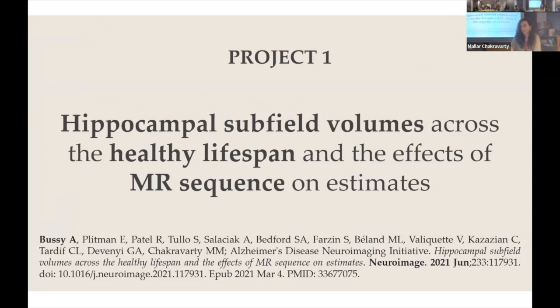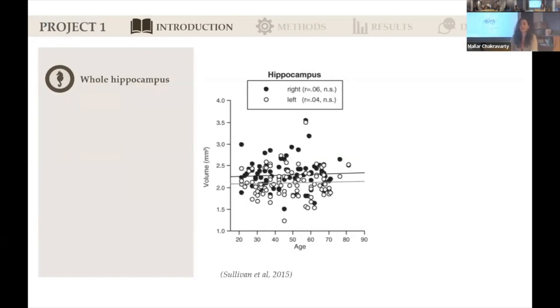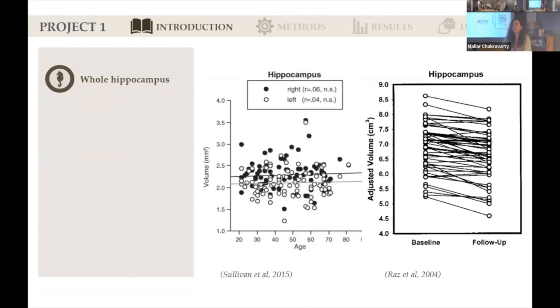So starting with the first project. As I just mentioned, there is a lot of inconsistency regarding if the hippocampus is changing or not in healthy aging. So there is, for example, this study, which is cross-sectional, which didn't find any relationship with age. However, some longitudinal study after 5 years follow-up, they will find that there is a decline of volumes with aging.